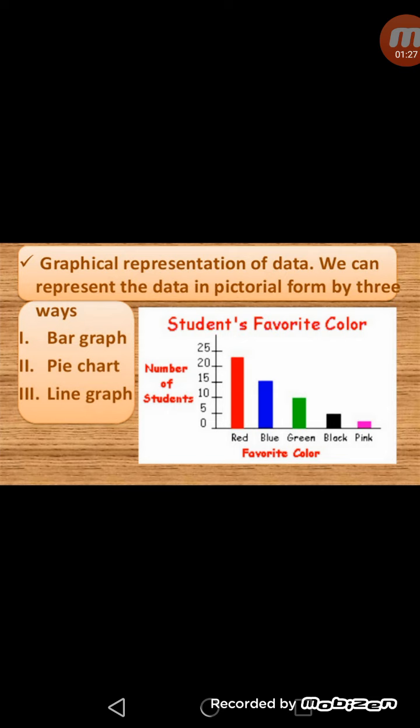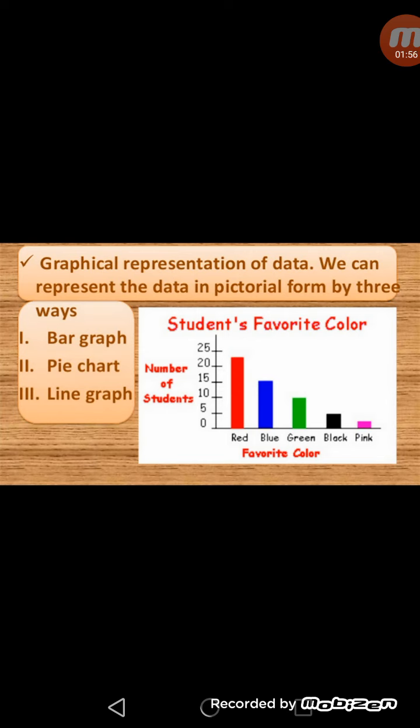How do we draw the graph? Firstly, you should know we have to draw two straight lines at right angles to each other in the middle of the graph sheet. These lines represent the x-axis and y-axis. As you can see in this diagram, the lower one is the x-axis and the upper one is the y-axis. The point of intersection of the two axes is called origin. The origin is generally represented by O.